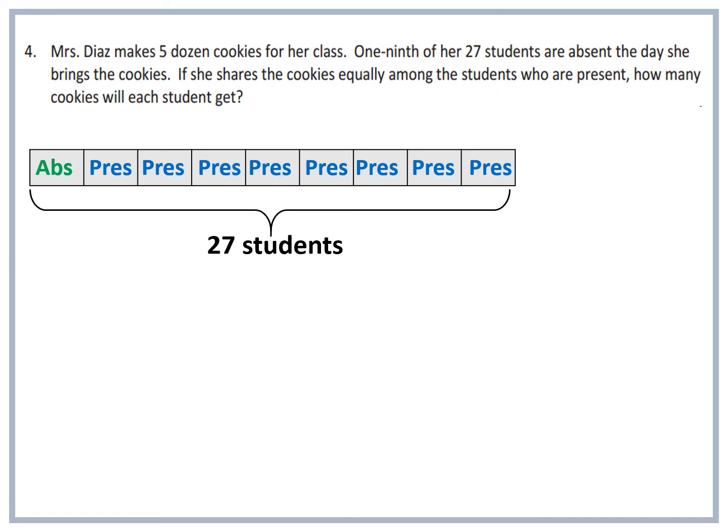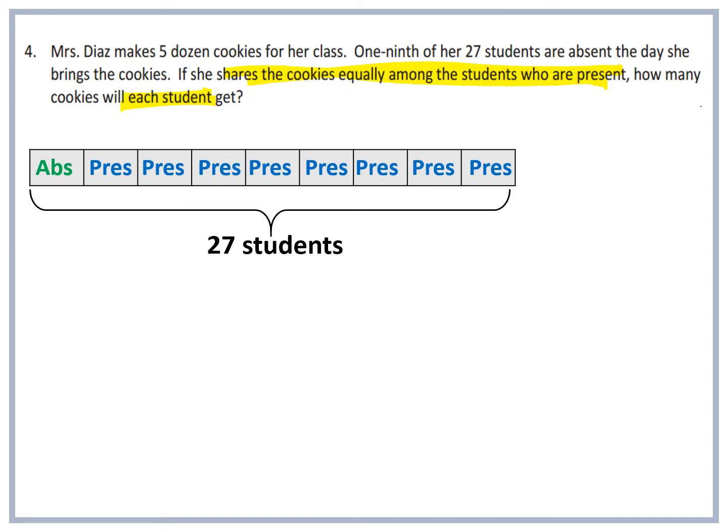Let's move on to the problem. It tells me that she shares cookies equally among the students who are present. And then it asks me how many cookies each student will get. So before moving on to work with the cookies or to do anything else, I really need to figure out how many students are actually present. Right now I only have a fraction, right? I only have 8 out of 9 that are present, but it doesn't tell me how many students that is.